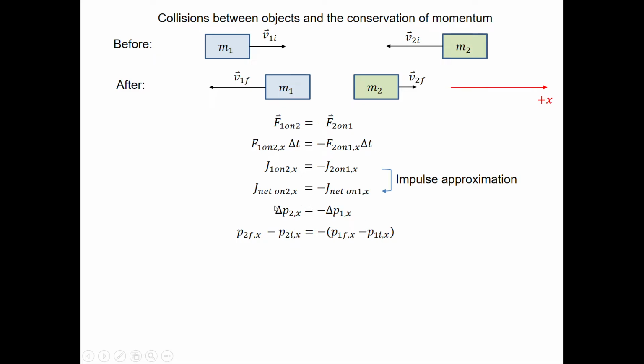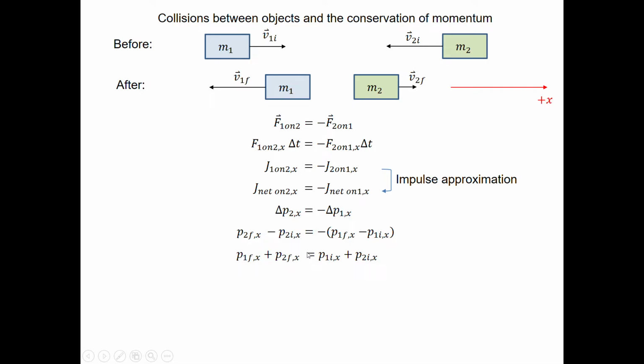Now let's rearrange this relationship. We're going to write delta as final minus initial, so that's all I've done there on both sides. We can distribute the minus sign over the parentheses, and then we're going to put all the final stuff on one side.